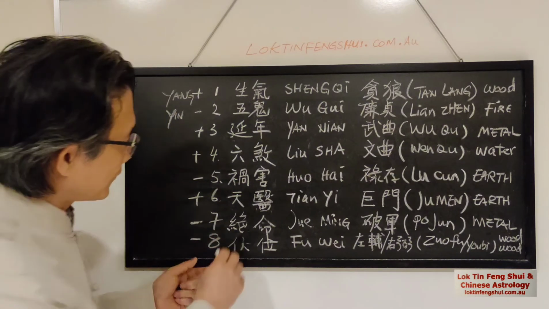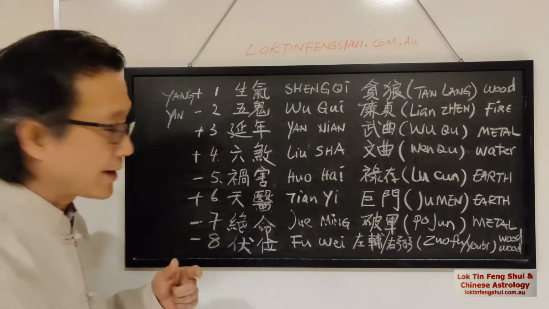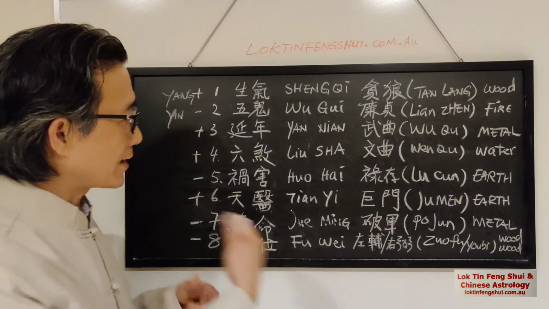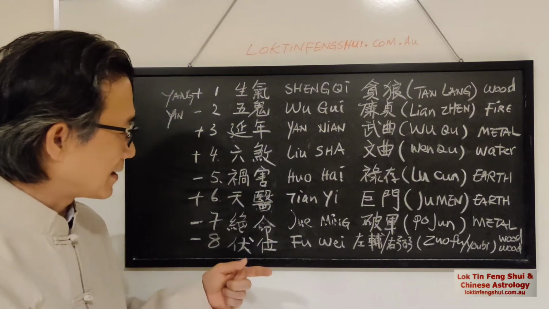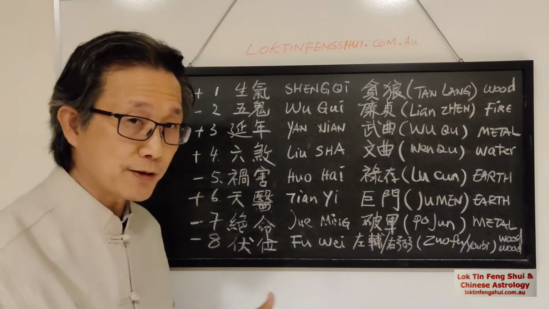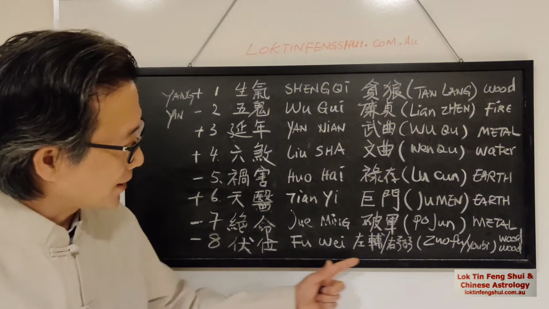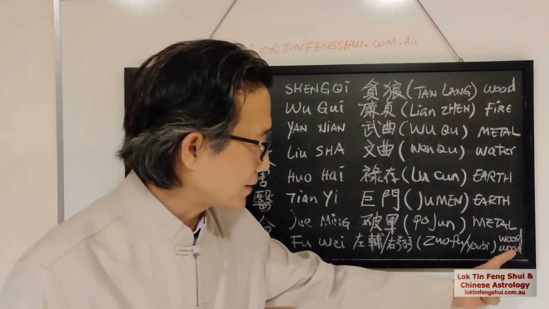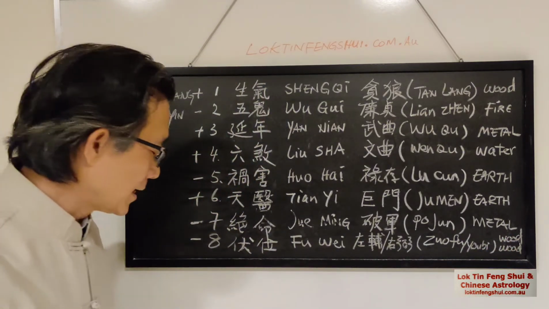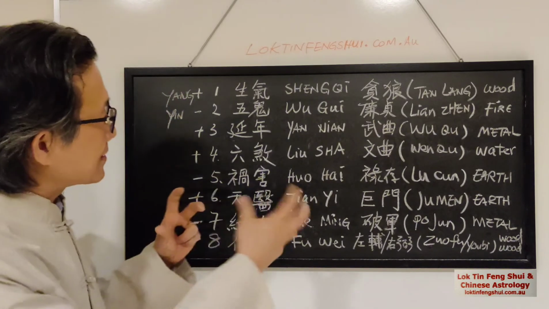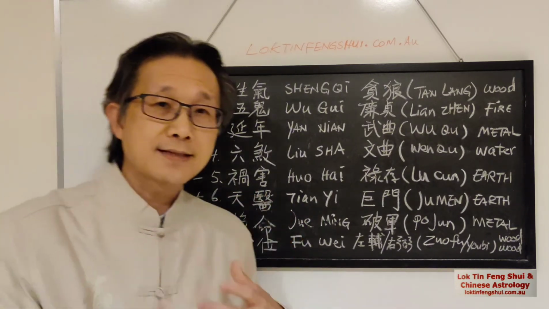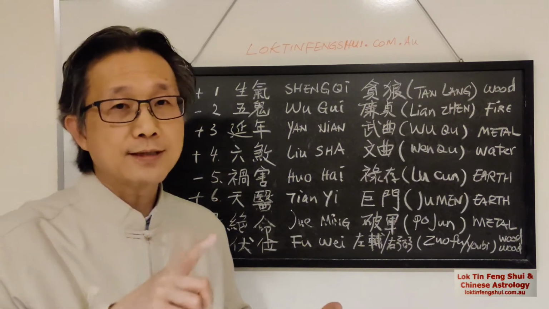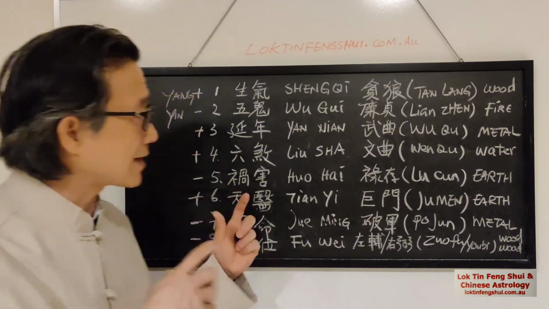The last one is called the Fu Wei, Fuk Wei. Fuk Wei is back to the sitting position. If you start working out the star from the facing, or from the sitting, or from the door, it will come back to this section. Fuk Wei is Zuo Fu You Bi, and that's wood element. Based on the formula, we work on the flying to this star, to the sector.